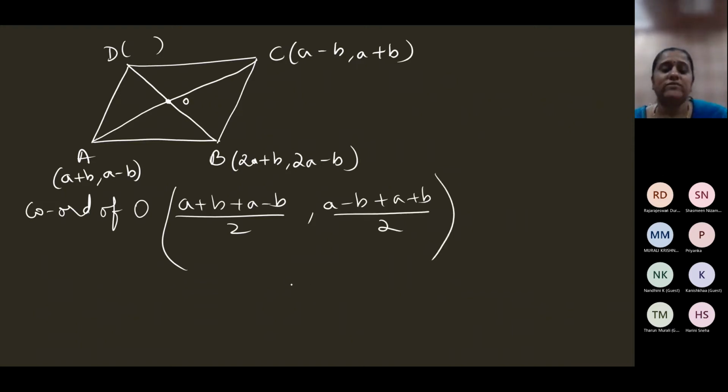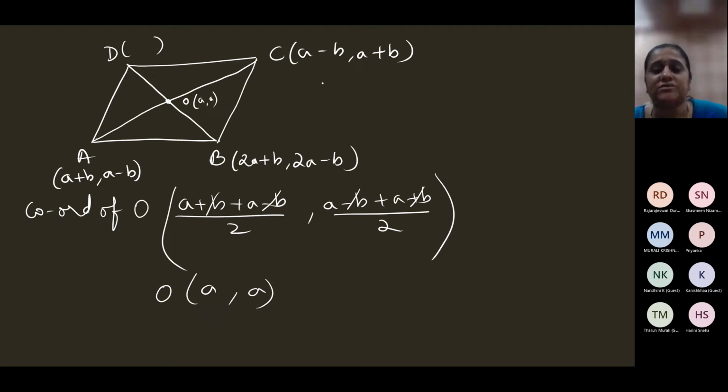X1 plus X2 by 2, Y1 plus Y2 by 2, using AC, using the coordinates of A and C. So this gets cancelled. 2A by 2, which is A, 2A by 2, which is A. And here minus B plus B gets cancelled. Again 2A by 2, which is A. So what is the address of this one? A, comma A.